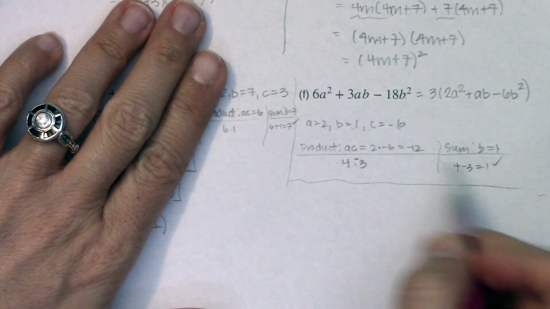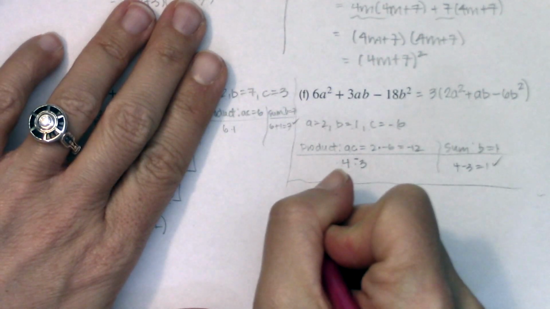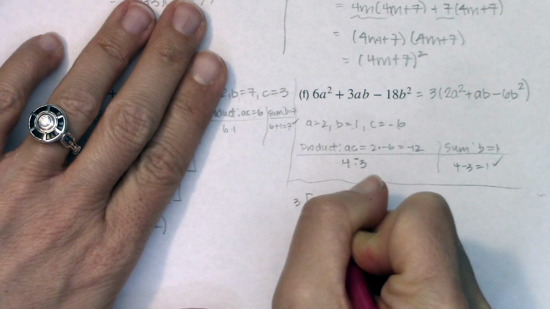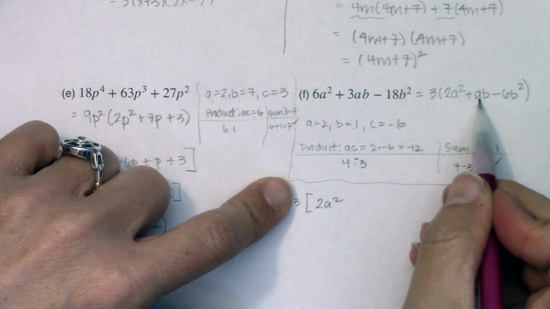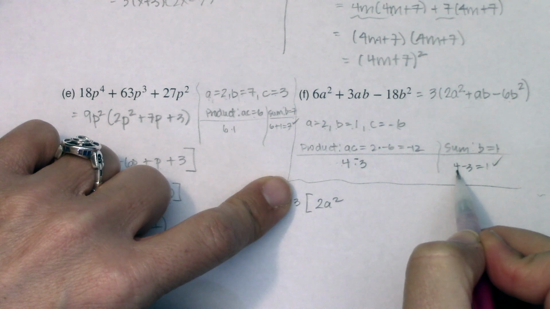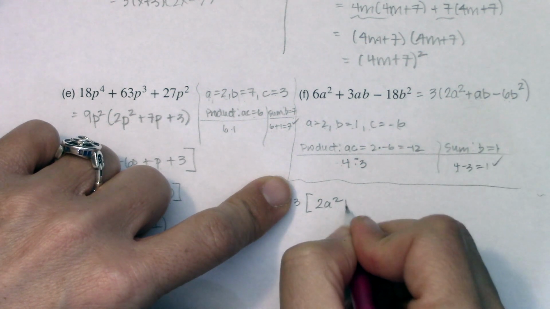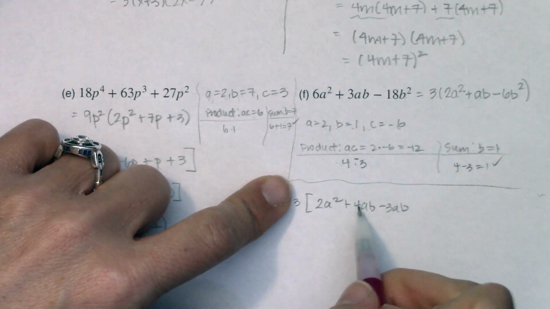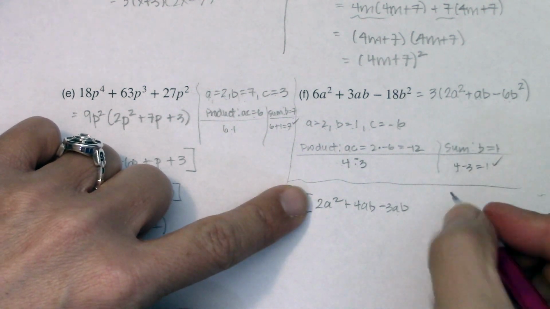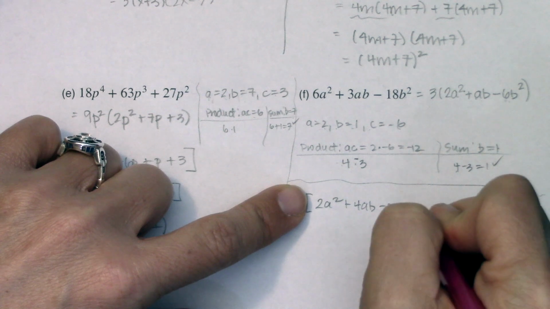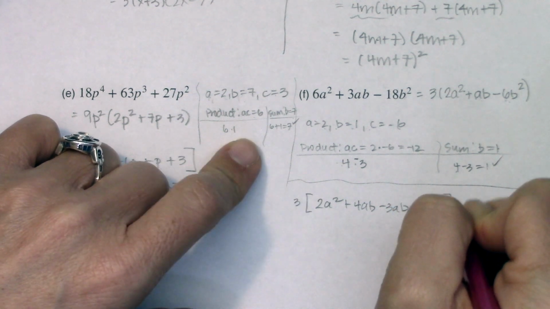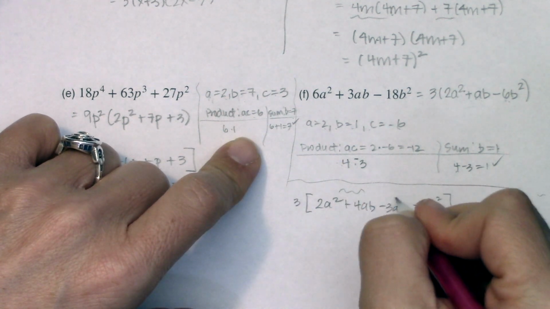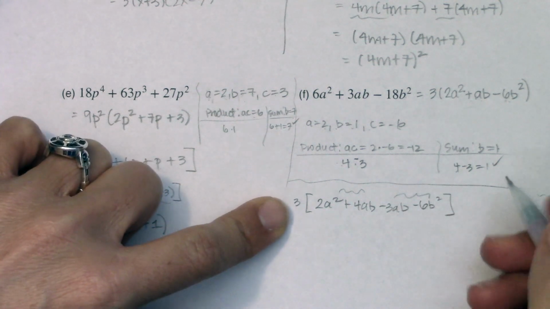Okay, so let's do this. Let's not forget our initial 3. All right, I've got 2a squared. Instead of ab, I'm going to write 4ab minus 3ab. Right, because 4ab minus 3ab is positive 1ab. Can't forget my minus 6b squared. Right, and it's time to group. Right, first 2, last 2.